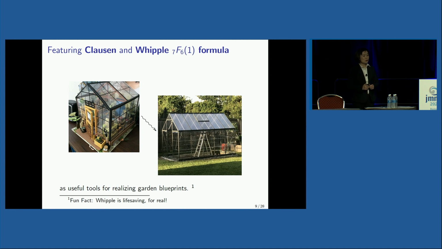And there are two greenhouses on the screen. The smaller one on the left is a miniature greenhouse built by my younger daughter. And with the idea in mind, we built the actual greenhouse 1 year later. So if you find the right tool, you can finish any project that you would like to do. So also, I learned a fun fact when preparing my talk. Whipple is life-saving, and it's also for real.